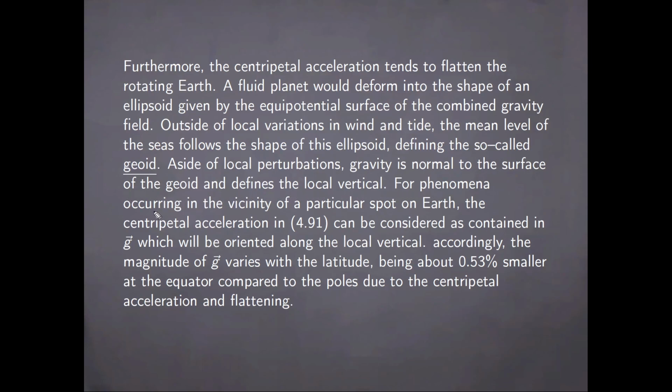For phenomena occurring in the vicinity of a particular spot on Earth, the centripetal acceleration in equation 491 can be considered as contained in the vector g, which will be oriented along the local vertical. Accordingly, the magnitude of g varies with the latitude, being about 0.53% smaller at the equator compared to the poles due to the centripetal acceleration and flattening.